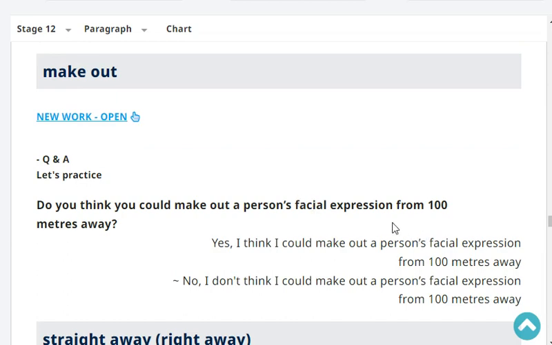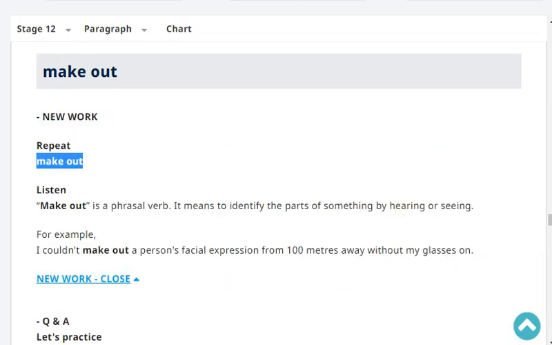Okay, so that's the end of our revision. Let's have new vocabulary. Okay, repeat. Make out. Make out. Very good. Okay, listen. Make out is a phrasal verb. It means to identify the parts of something by hearing or by seeing.